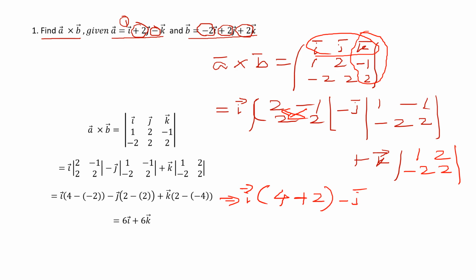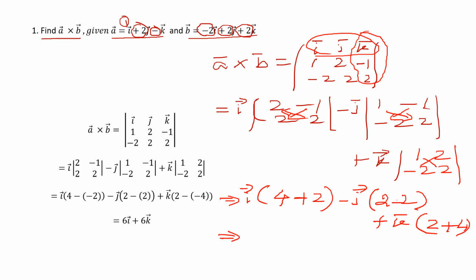Then minus j vector, bracket, multiply these two values first, will give you 2. Then write a minus sign, multiply these two values. So minus 2 times minus 1 will give you plus 2. You have already minus, so I have 2 minus 2. Plus k vector, multiply these two will give you 2. Minus of multiply these two will give you minus 4, already minus, so this will give you plus 4.